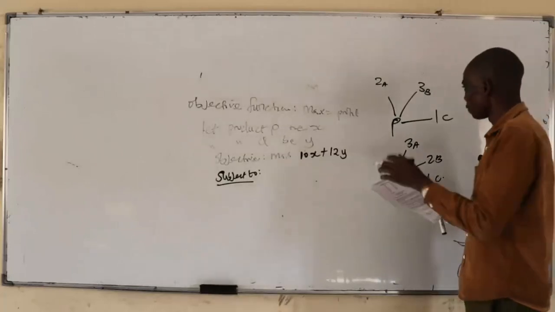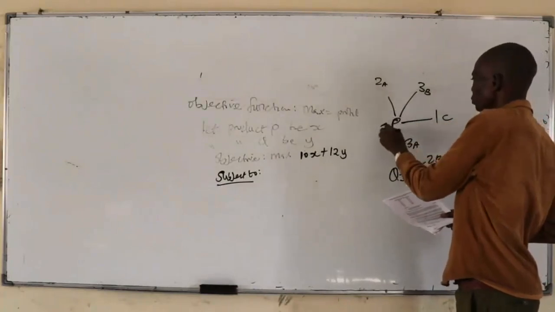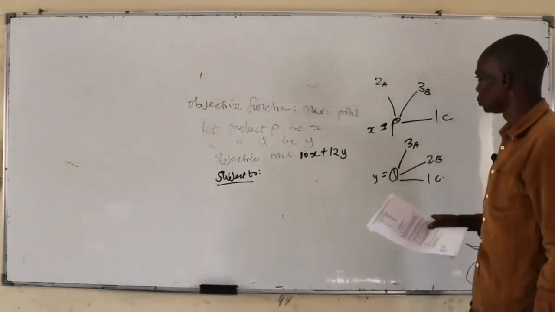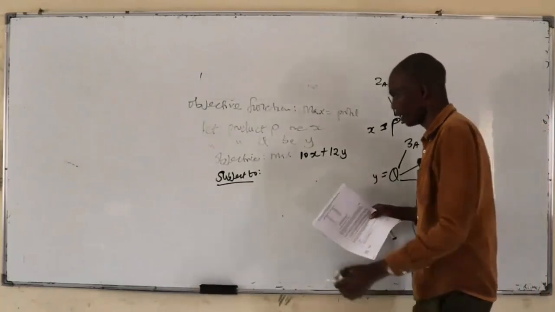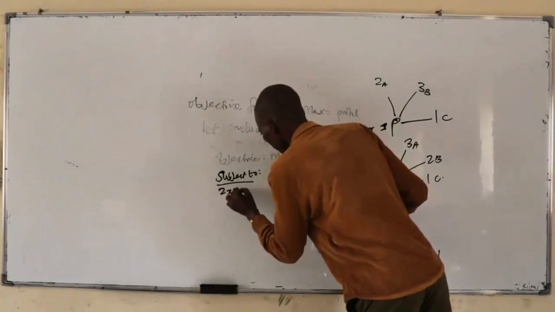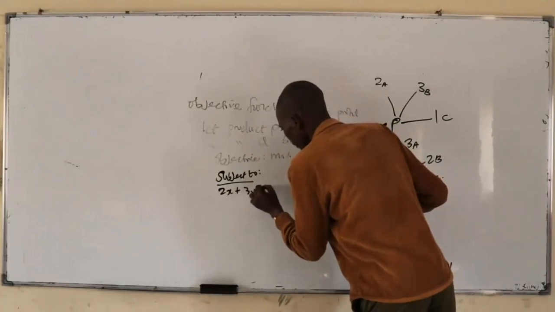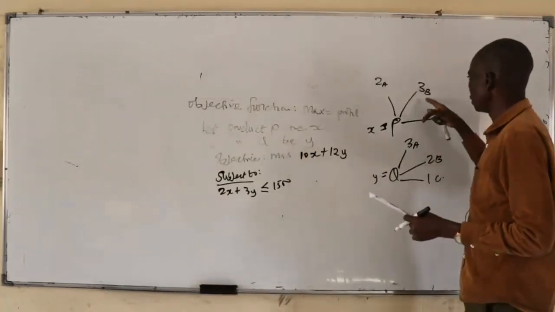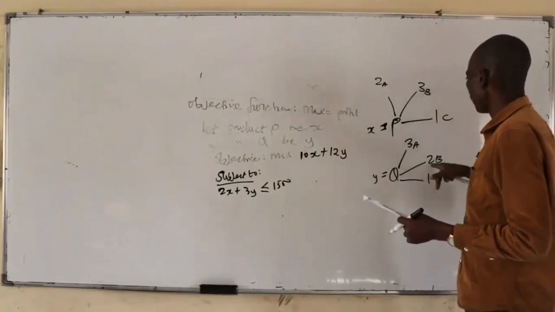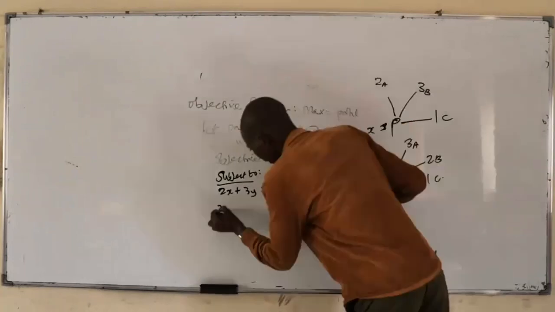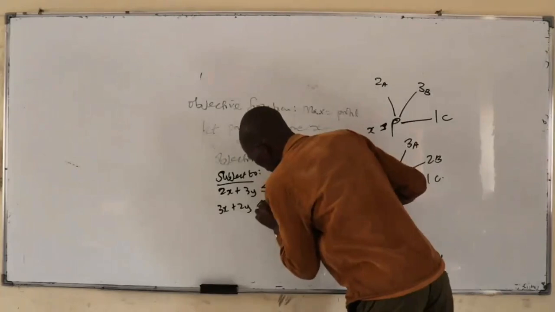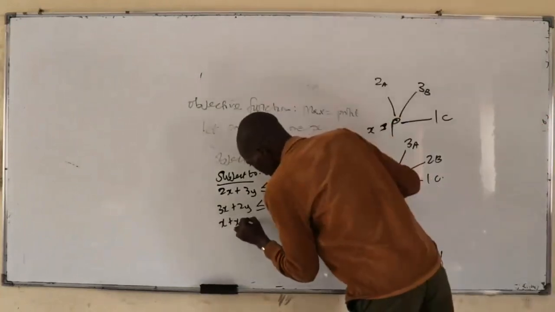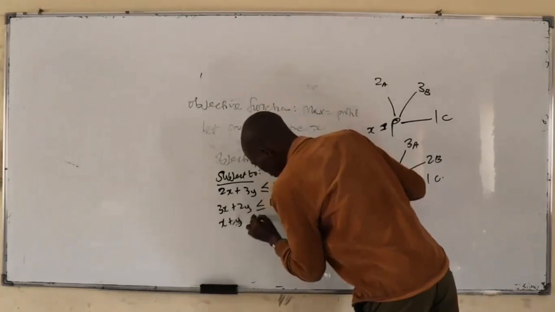So for machine A, it should be 2. Remember this one was our X, and this one was our Y. So 2X plus 3Y should be not more than 1,500: 2X plus 3Y is less than or equal to 1,500. We are done with the first machine. The second machine: 3X plus 2Y should again be less than or equal to 1,500. Then for machine C, X plus Y is less than or equal to 600.